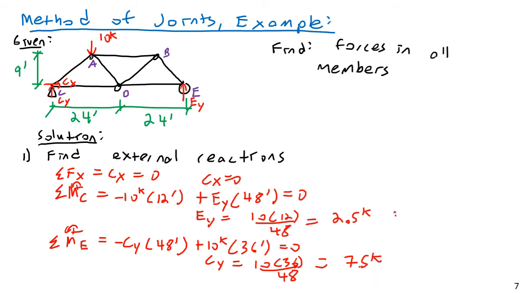So no surprise, everything works out. As a check, I can see that if I do a sum of forces in the vertical direction, I'll have two upward forces equal to a total of 10 kips, and a downward force equal to 10 kips. This thing is in equilibrium about moments, about any point, and in the vertical direction.